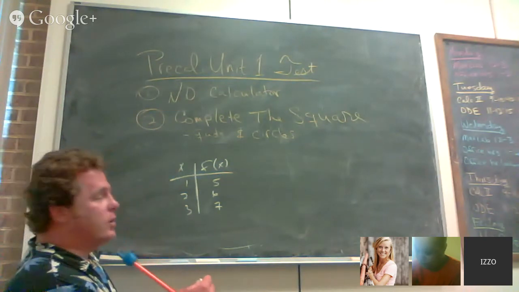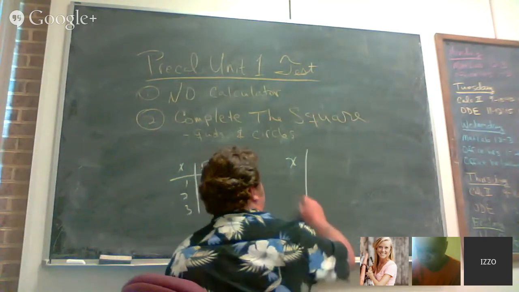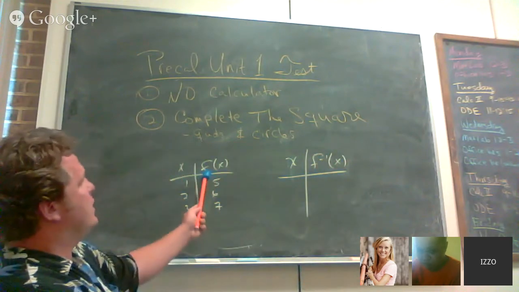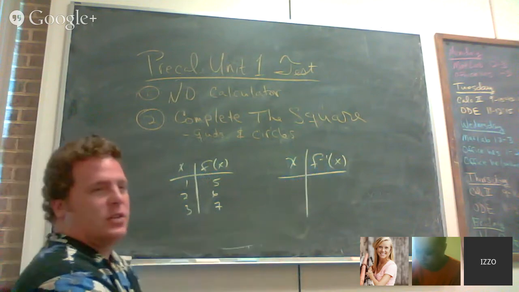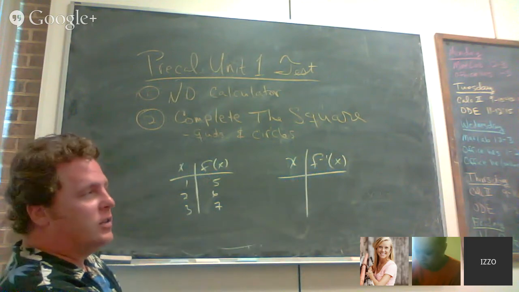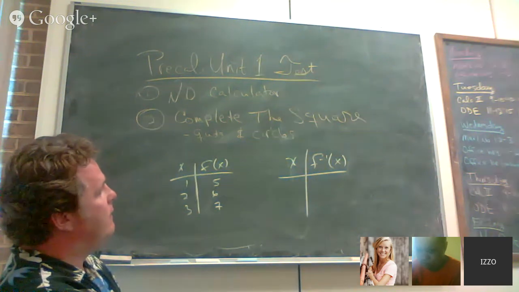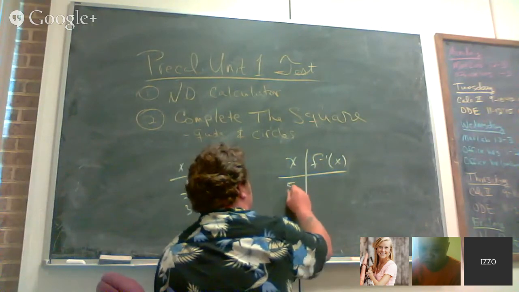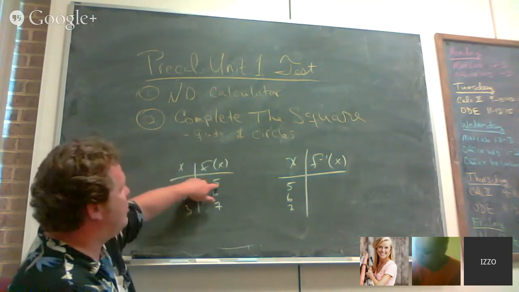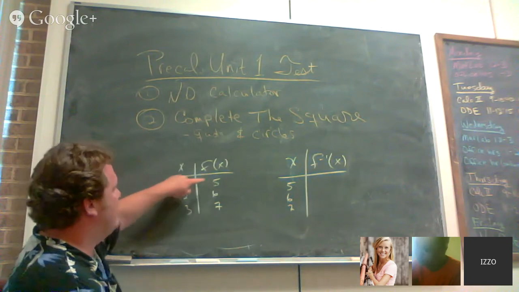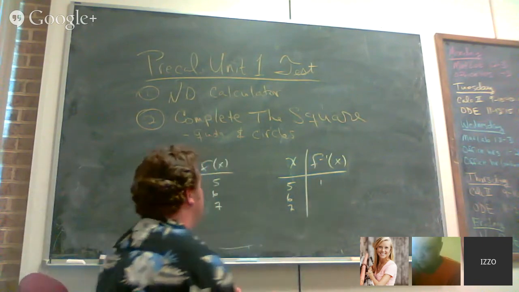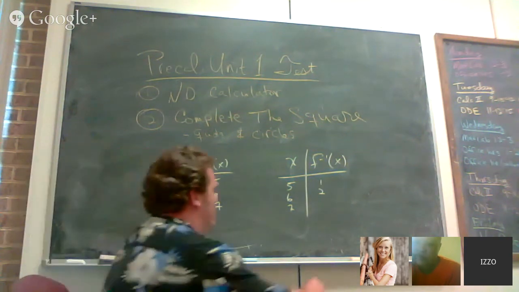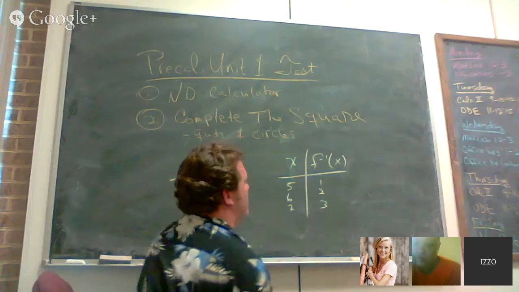Now, if we were to look at the inverse, so we've got this function f, and now I want to talk about the inverse function. What's the domain of the inverse function? 5, 6, 7. Yes, it is the range, because what the inverse does is it takes the outputs and sends them back home. It takes 5 and sends it back to 1. Takes 6, sends it back to 2. And takes 7 and sends it back to 3. Okay?